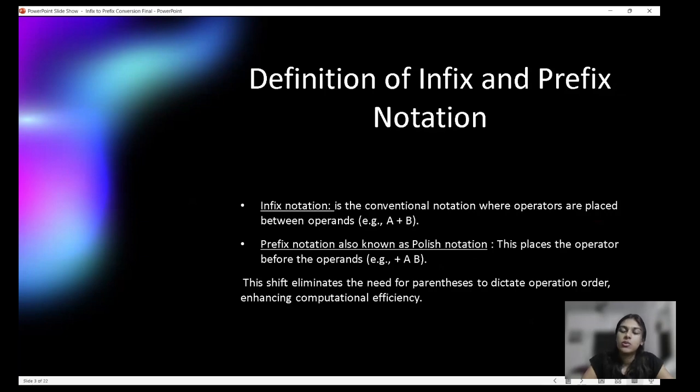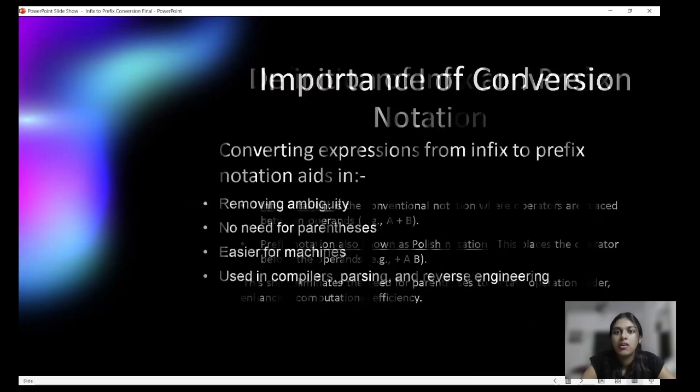A prefix notation is also known as the Polish notation. Here, the operator is placed before the operands. For example, plus a b. This shift in the operators eliminates any need for parentheses for easier order of operations, and it is also read easily by the computer, so it enhances computational efficiency.